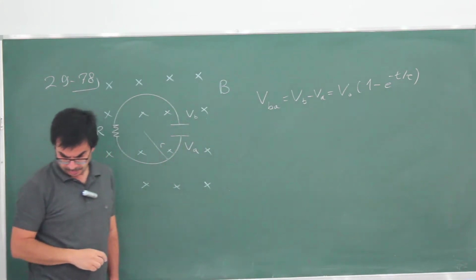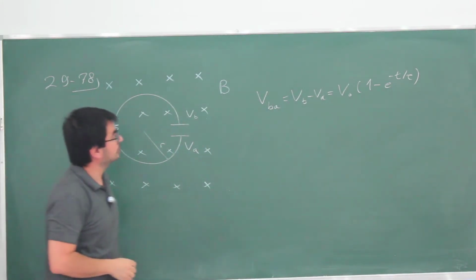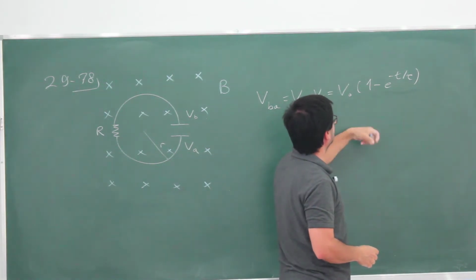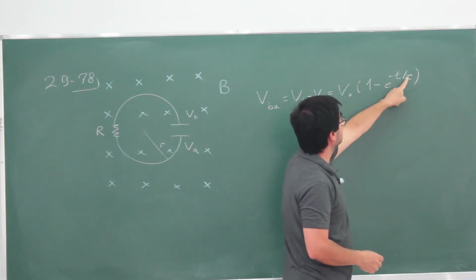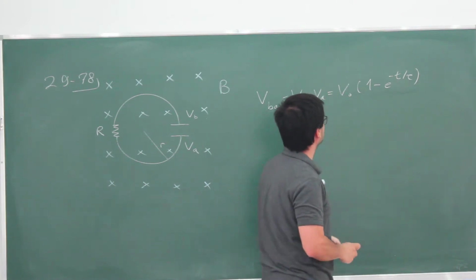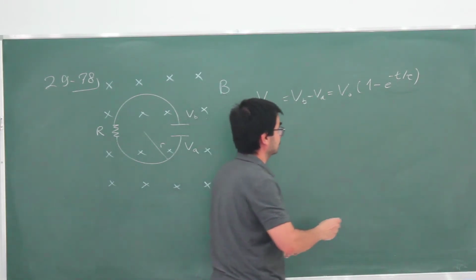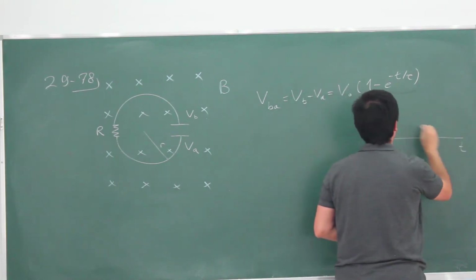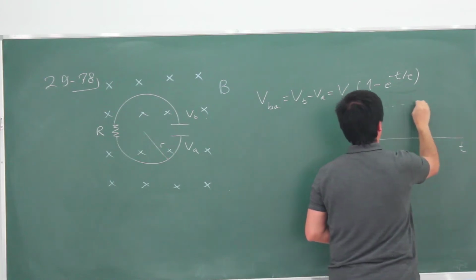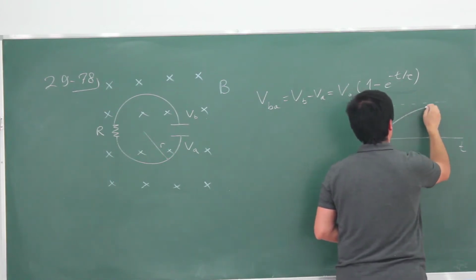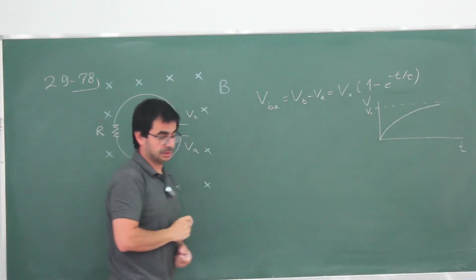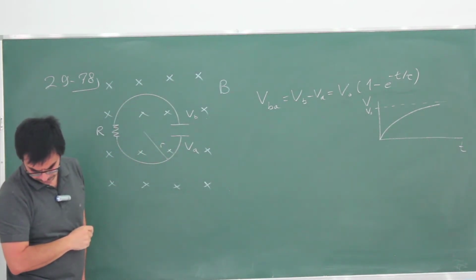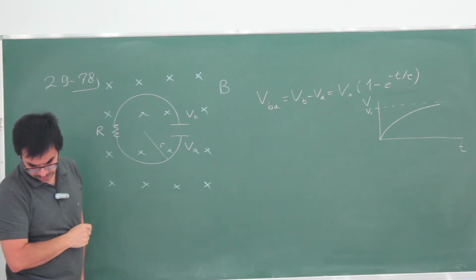So VBA, which is defined to be VB minus VA, is increasing with time with this formula. At t equals 0, this exponential becomes 1, so 1 minus 1 is 0, and as t goes to infinity, this exponential just disappears. This is going to be just V0. So we have something like this: V is a function of time. If we call this V0, some asymptote here, it's going to reach this asymptotically as an exponential curve. And V0 and tau are positive constants.